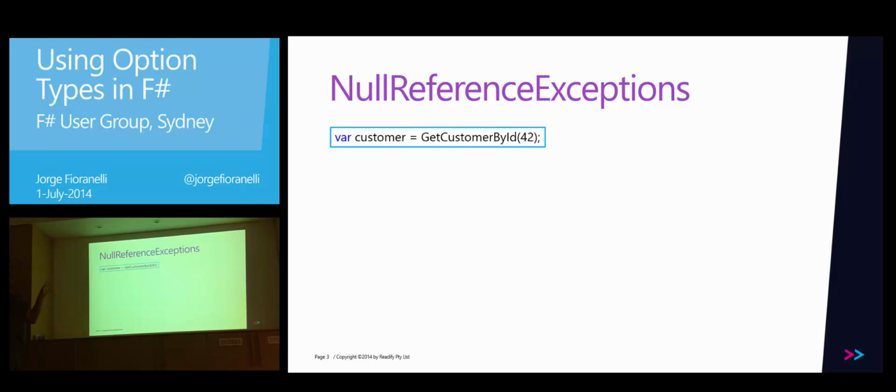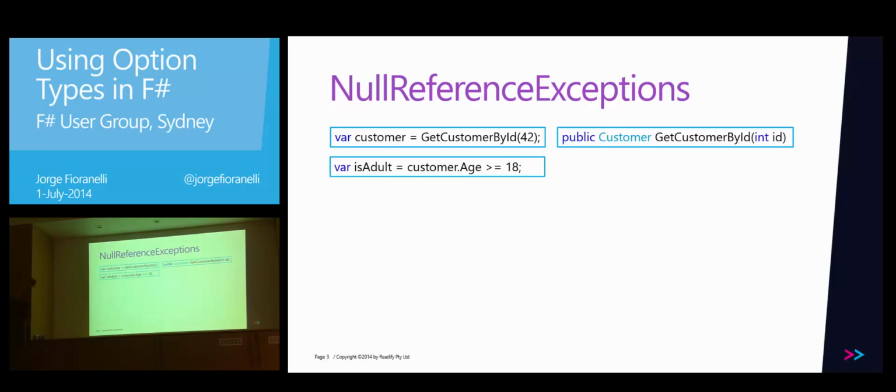So if you see that method, that's C#, it's not even F# yet. Can you tell me if that customer could be null or not? Could be. It could be, yeah. It's hard to tell, because if you go and check the signature of the method, it's saying that it will return a customer, but it's not actually telling you if that could be null or not. You could assume that if the customer with ID 42 doesn't exist, it could throw an exception, or could return a null object.